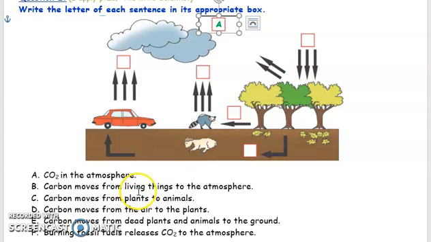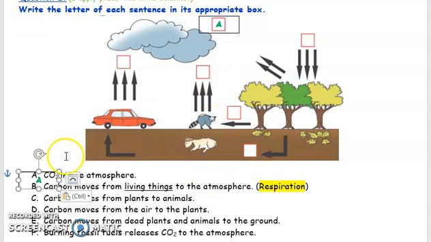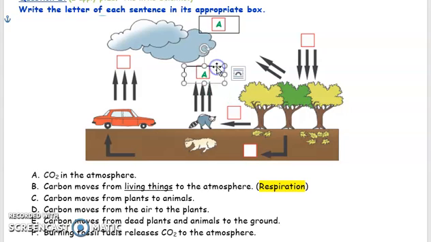Carbon moves from living things to the atmosphere. When do living things release carbon into the air? When they breathe. So this is respiration. You don't have to write this. I'm just adding notes for you to explain the idea. When living organisms breathe, they take in oxygen and they release carbon dioxide into the atmosphere. That's what's happening right here. So this is for the second sentence, sentence B.